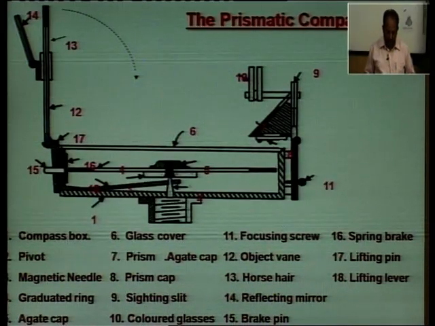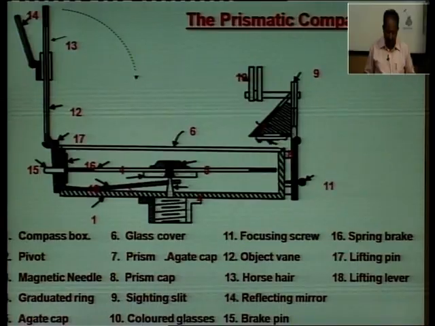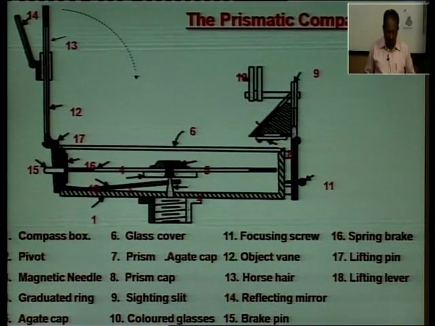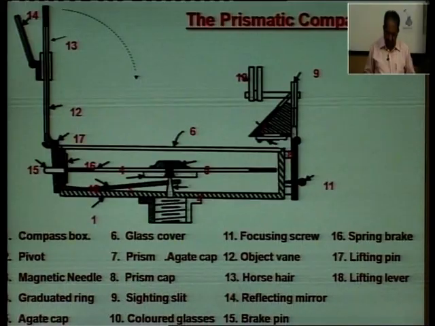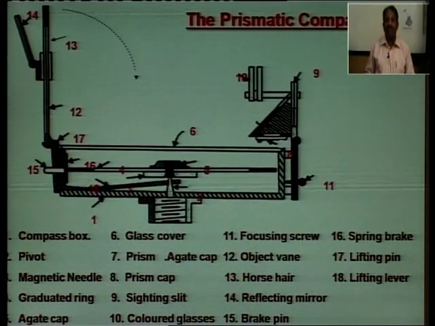To damp the oscillations of the needle before taking a reading and to bring it to rest quickly, there is a light spring brake. As we have brakes on our two-wheelers and four-wheelers, we also have a spring brake on the prismatic compass marked as 16 on your monitor screen, which is attached to the inside of the box and is brought in contact with the edge of the ring by gently pressing inward the brake pin marked as 15 on your monitor screen.